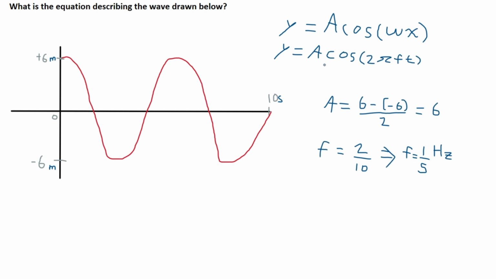So let's plug these values into our equation. Now we got that the y-axis is equal to 6 cosine of 2 pi multiplied by 1/5 times time. Now simplifying this equation, we get the final answer that the y-axis is equal to 6 cosine of 2 pi over 5 multiplied by time.